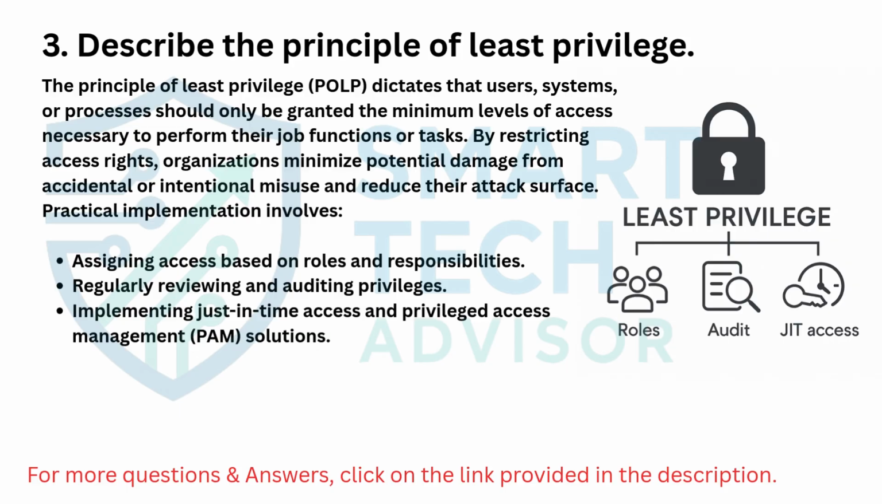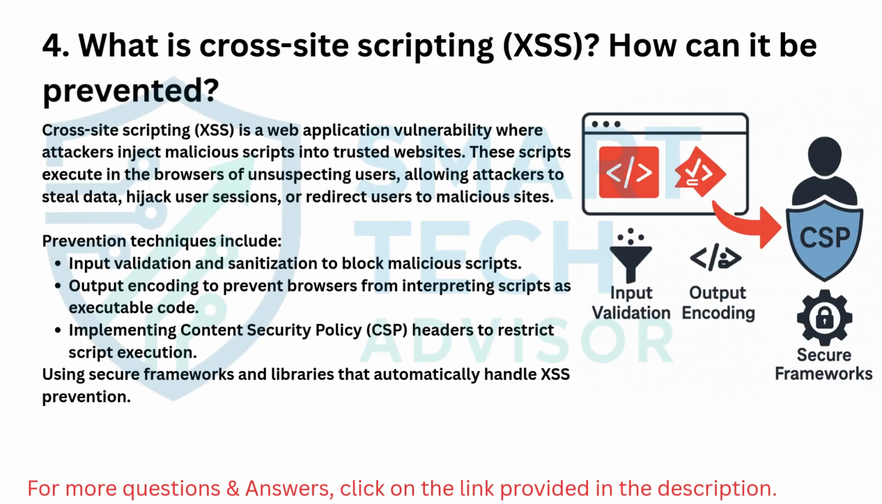Practical implementation involves assigning access based on roles and responsibilities, regularly reviewing and auditing privileges, and implementing just-in-time access and privileged access management solutions. What is cross-site scripting? How can it be prevented?